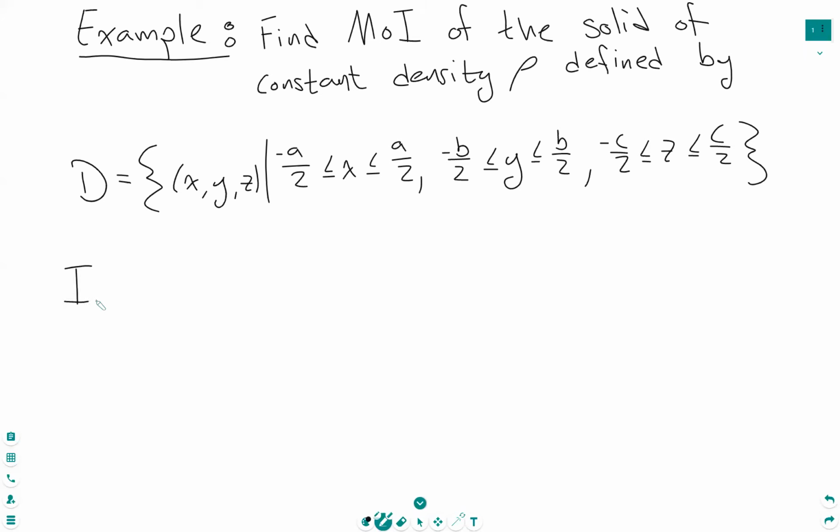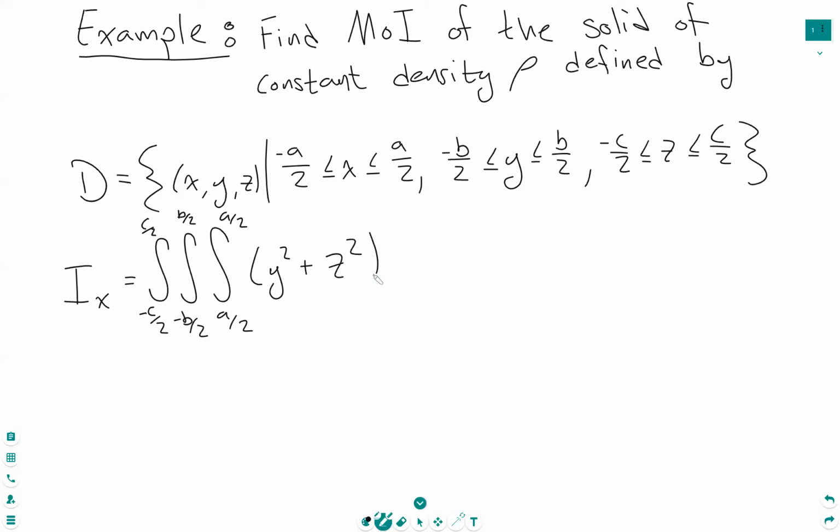So my first one will be about the x-axis. We have c over 2, negative c over 2, b over 2 to negative b over 2, and a over 2 to a over 2. Y squared plus z squared times rho dx, dy, dz.